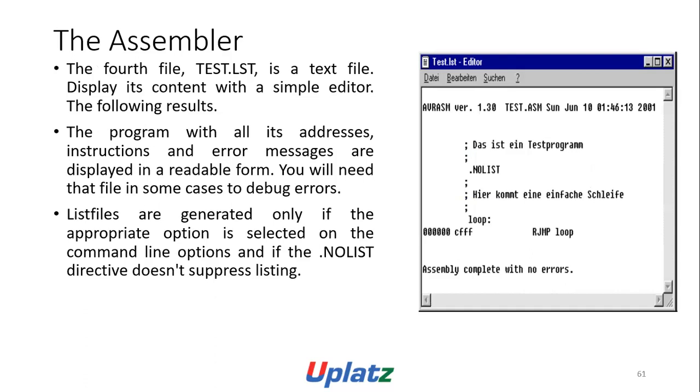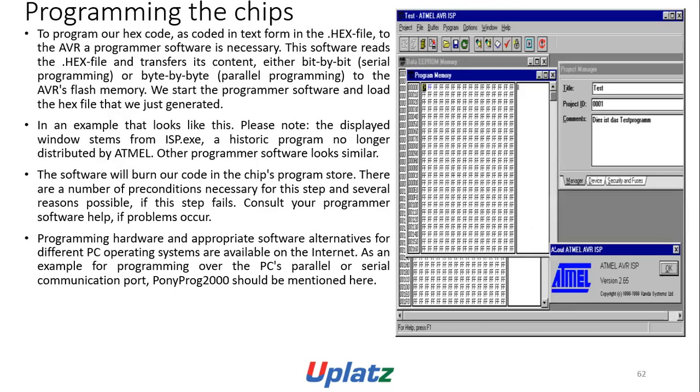The fourth file, test.lst, is a text file. Displaying its content with a simple editor gives the following results. The program with all its addresses, instructions, and error messages is displayed in a readable form. You will need that file in some cases to debug errors. These files are generated only if the appropriate option is selected on the command line, and if no list directive suppresses listing.